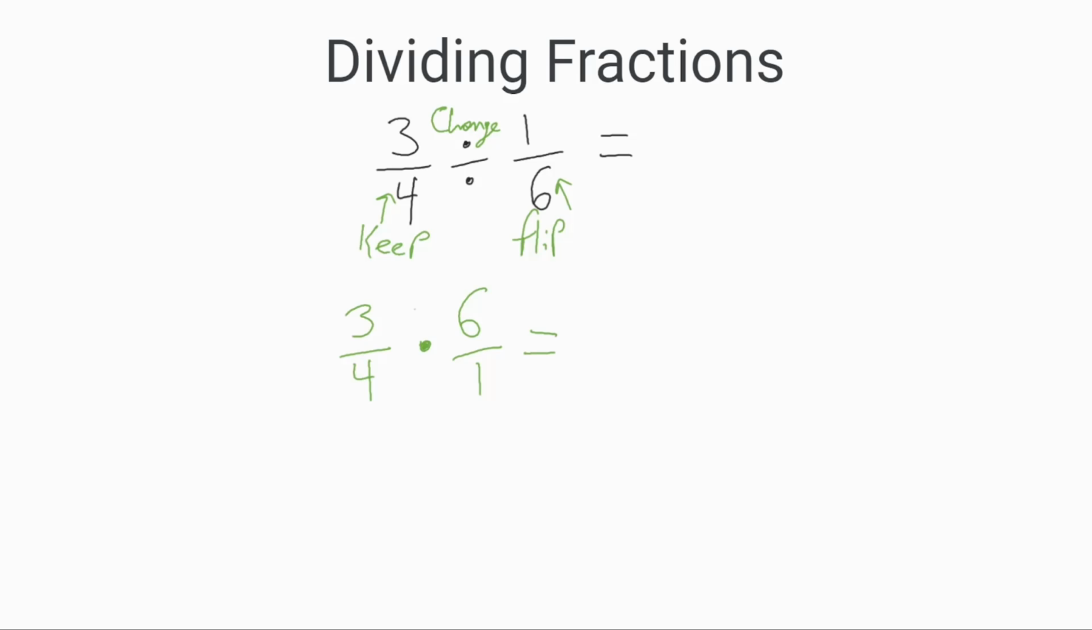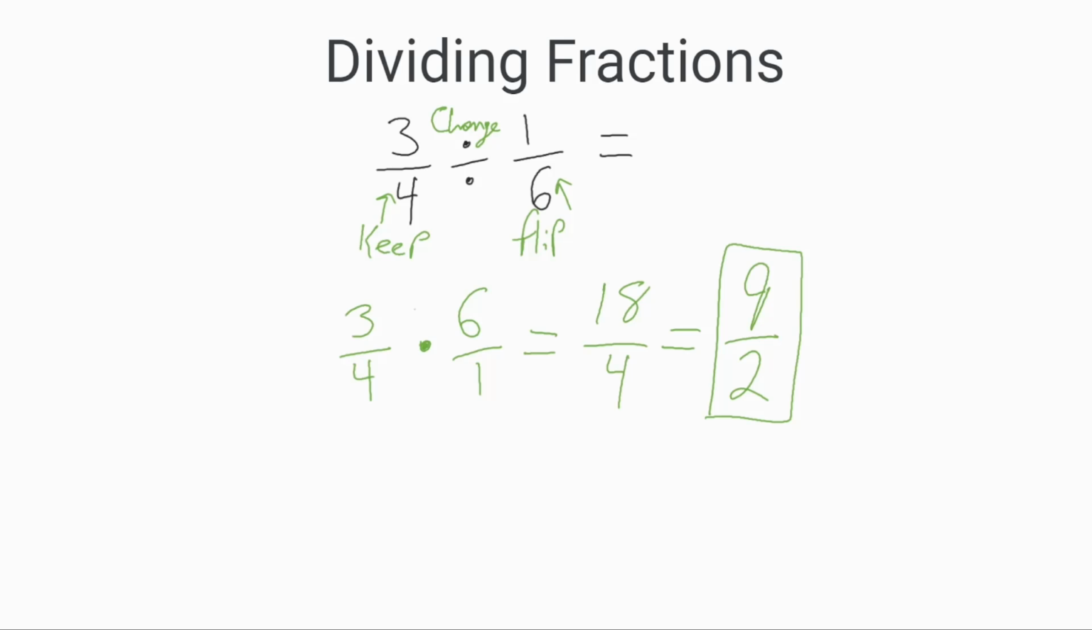6 times 3 gives me 18. 4 times 1 gives me 4. This can reduce because we can divide both of these by 2. And that will leave me with 9/2. And again, I'm keeping this as the improper form. Division is not bad either. We just need to remember the keep, change, flip method.